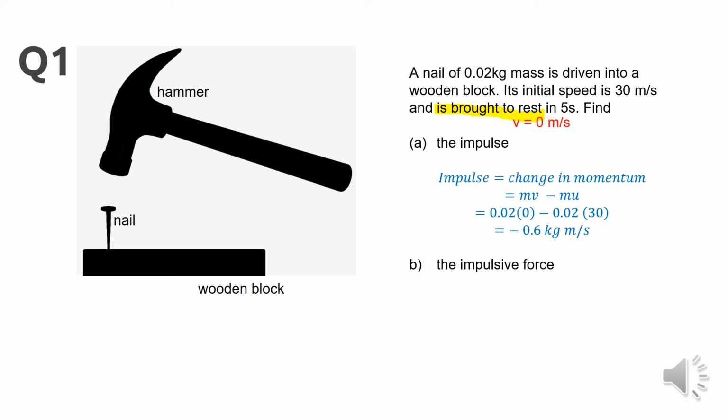Next, let's find the impulsive force. We are using the formula impulse divided by t. We use the impulse that we calculated just now in part A. When we divide by 5 seconds, the impulsive force is equal to negative 0.12 Newton.